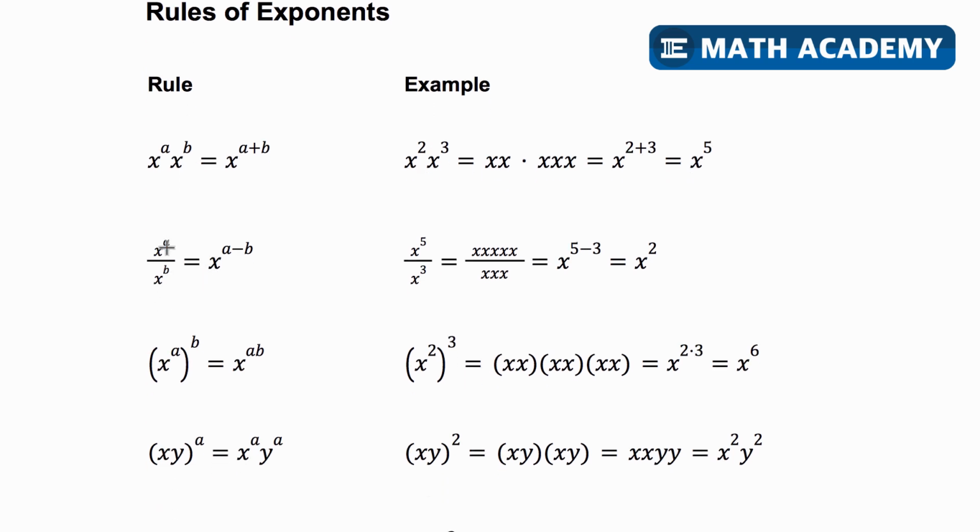The next rule is x to the a divided by x to the b. That's going to equal x to the a minus b. Here the example is x to the 5 divided by x to the power of 3. That's going to be 5 x's on the top being multiplied by each other, 3 on the bottom. We can cancel out 3 in the bottom with 3 in the top, and we end up with just 2 x's in the top. So it's going to be x to the 5 minus 3, which is x to the power of 2. That means I have 2 more x's in the top compared to the bottom. So x to the a divided by x to the b equals x to the a minus b.